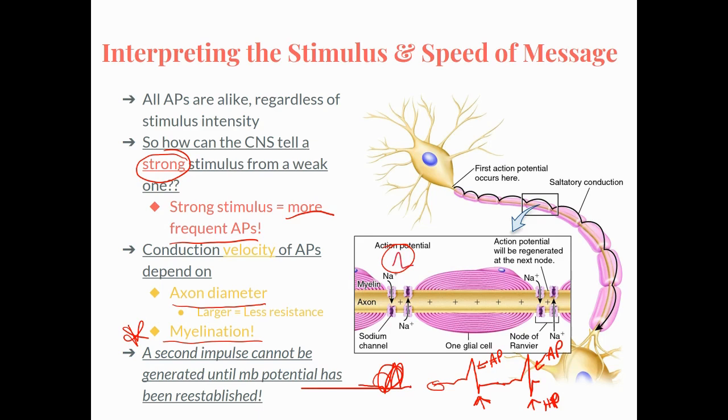So we said a strong stimulus means more frequent action potentials, so that means it's able to reestablish its resting potential faster. So the conduction velocity depends, again, on the axon diameter and the myelination.